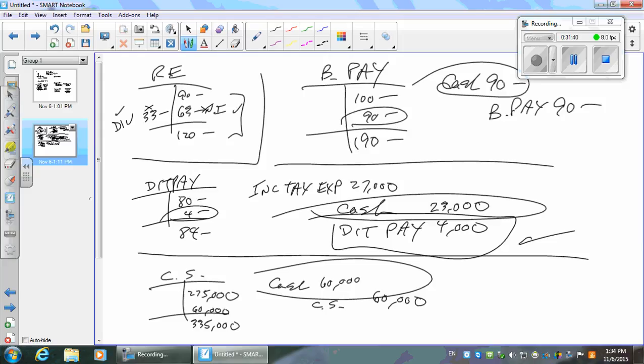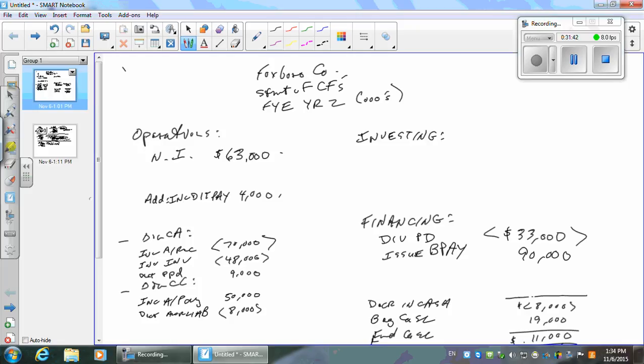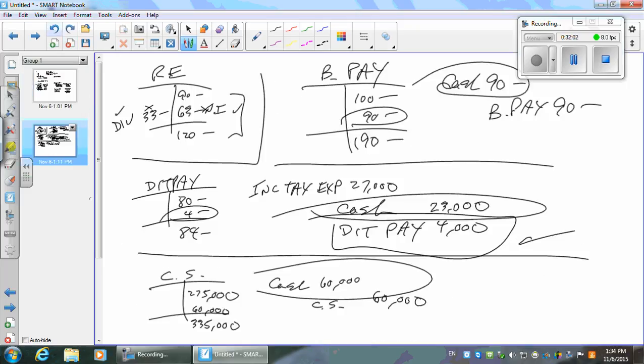So where do you want to put that one? Financing. Issue common stock, just like issuing the bonds. How much did we say it was? 60? Ta-da. They got a lot of cash from issuing bonds and issuing common stock. Okay, what else is left? Check that one off. Oh, no! Undo. There, it came back.